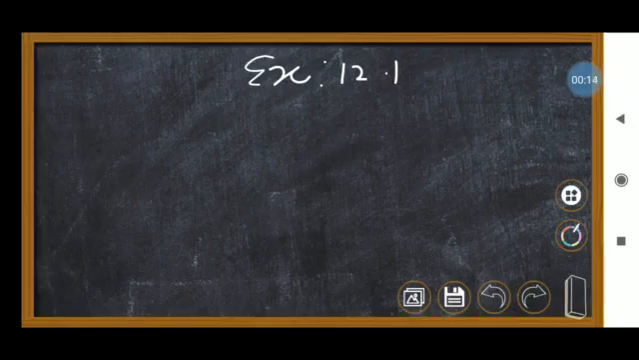Okay, students, today we are going to see the remaining problems in exercise 12.1. In the last class, how many problems did we discuss? Totally 6 problems we finished, and the seventh problem is: find the ratio of the following.